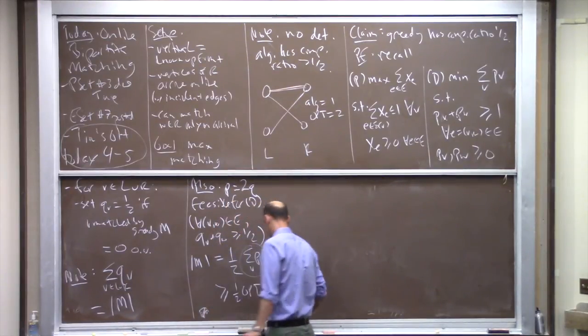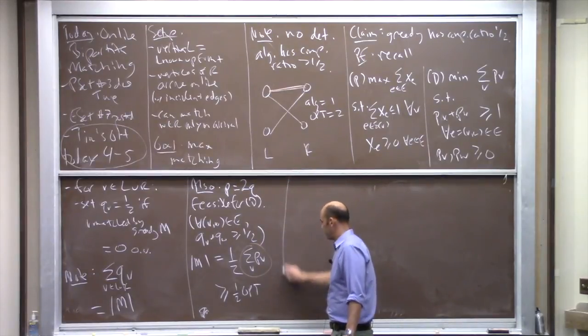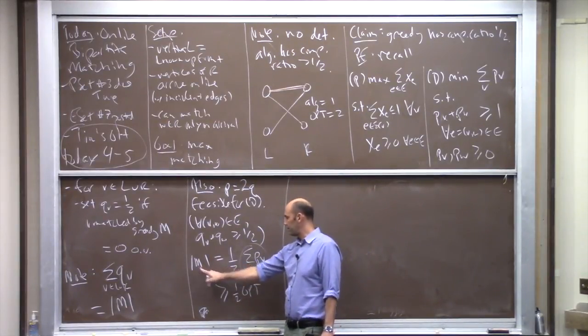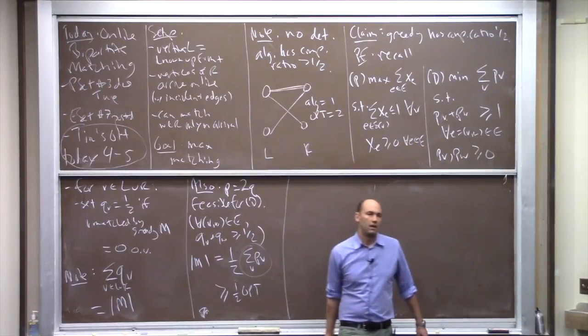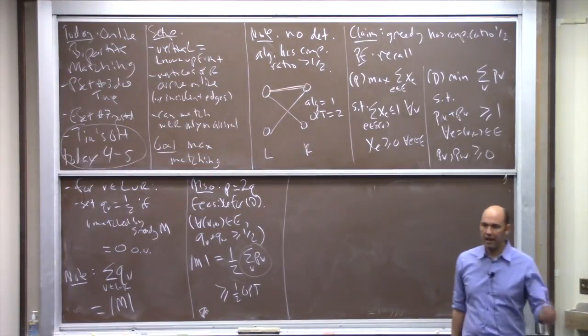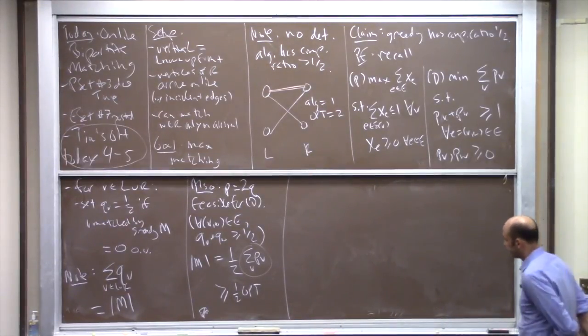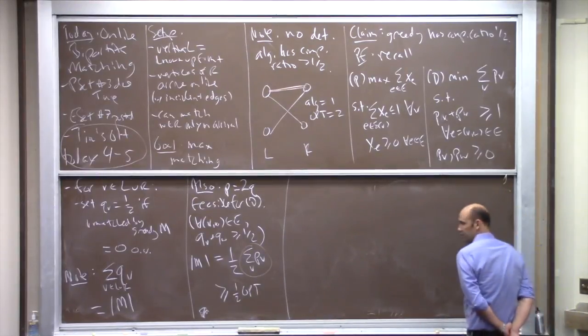Okay? And that's the proof of the claim. This is the size of the matching output by greedy. We proved it's at least half of the best possible. So it's a 1/2 competitive ratio. Okay? So any questions about that?